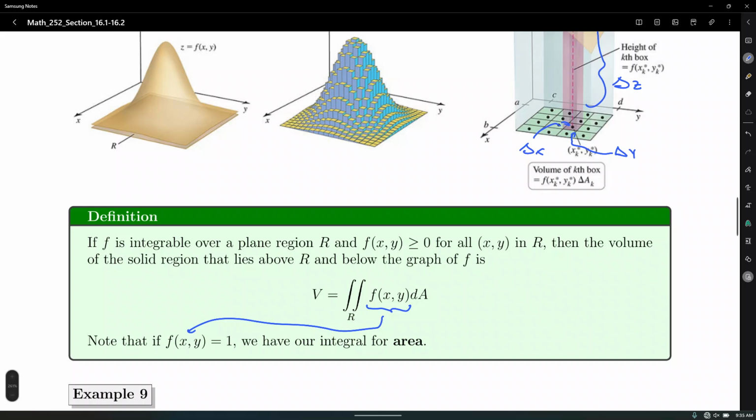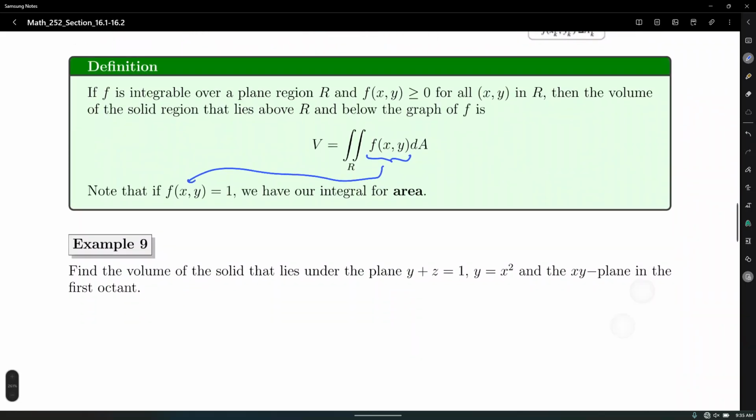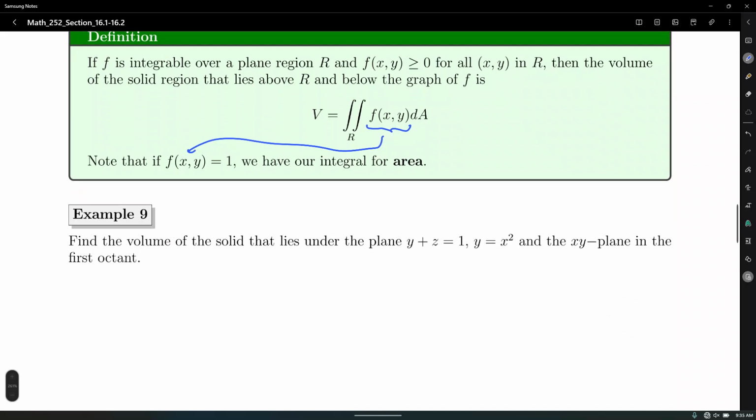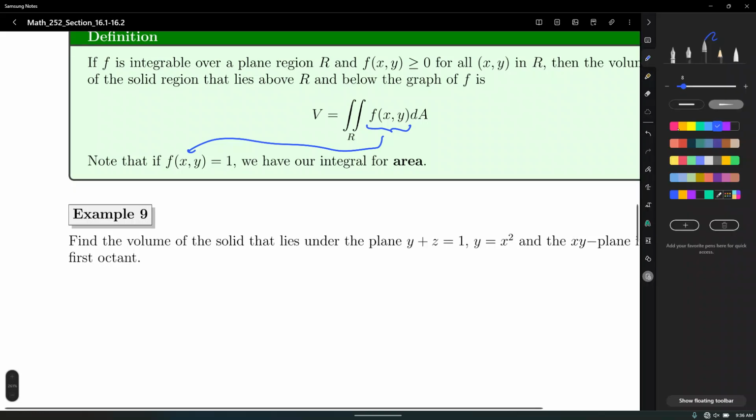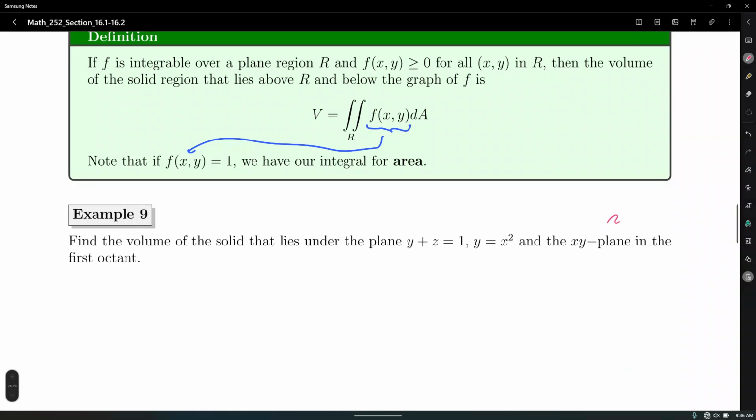Okay, so let's have a look at one example. Find the volume of the solid that lies under the plane y plus z equals 1, y equals x squared, and the xy plane in the first octant. Well, there's a lot of information. Number one, the xy plane. Every time we read this xy plane, this means z equals 0, because now we're going to describe volume. We no longer look for just length and width. We're also looking for bottom and top, or floor and roof. So in this case, the floor is the xy plane, z equals 0, and that matters a lot.